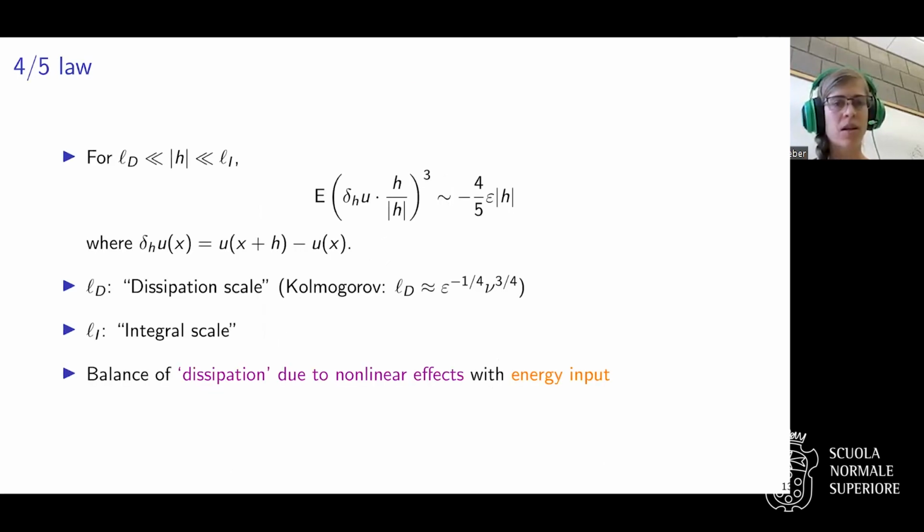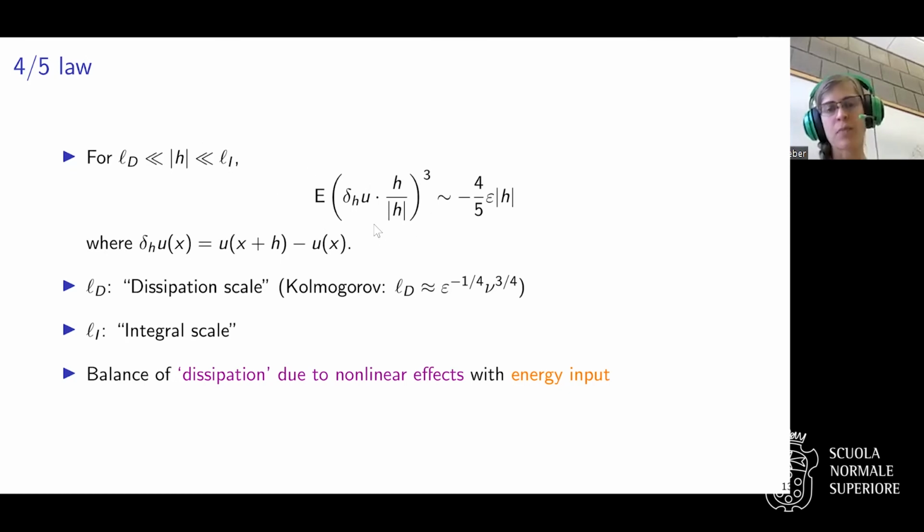And here's an informal description of the 4/5 law. I think we saw it earlier in this conference already. So we take the increment of u in the direction of the increment vector to the power 3. This is a scalar, so we can do that. And then the expected value, some average of it, depending on what type of flow or what type of solutions you consider. And then this should hold for h between some dissipation scale, let's call it LD, and an integral scale Li.